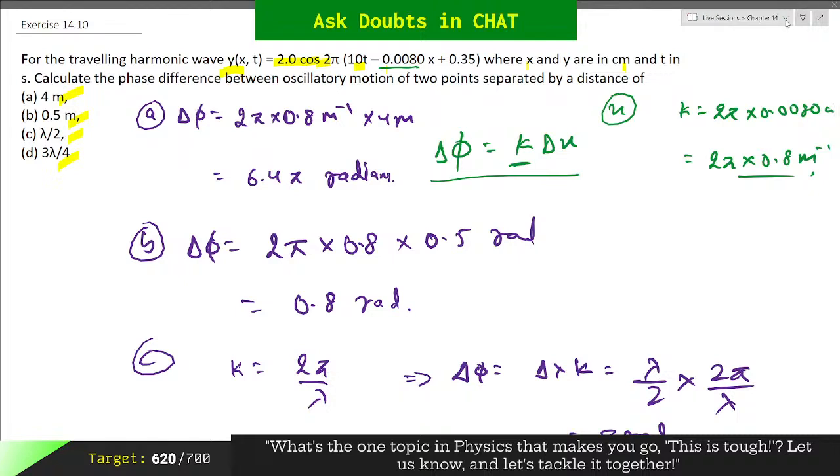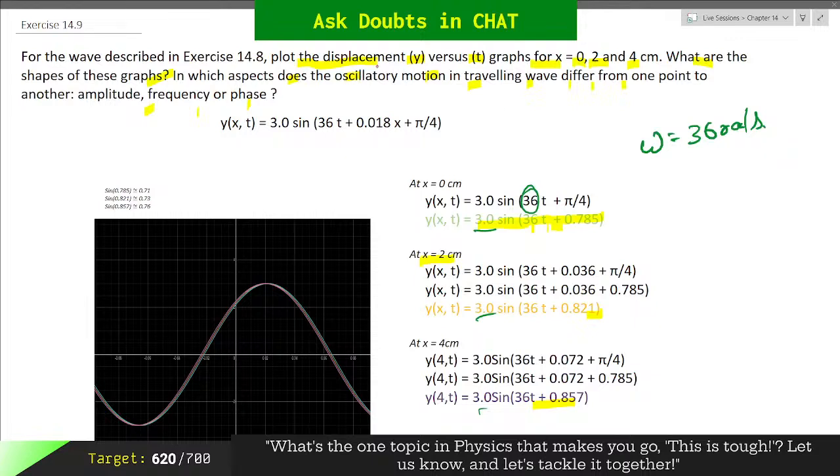Now for the next question. It is given that for a wave described in exercise 14.8, plot the displacement y versus t graph for x equal to 0, 2 and 4 centimeter. What are the shapes of these graphs? In what aspect does the oscillatory motion in a traveling wave differ from one point to another: amplitude, frequency or phase? So given this function of wave, we have to plot the y-t function with the given value of x.